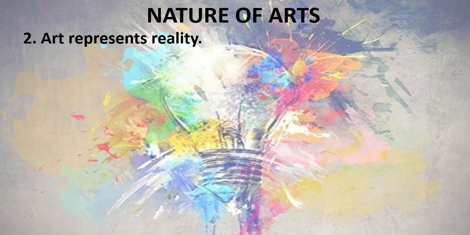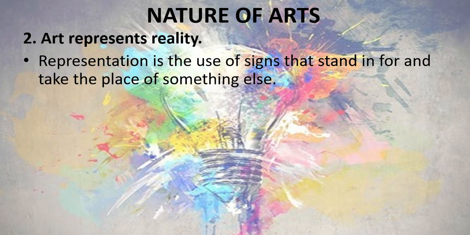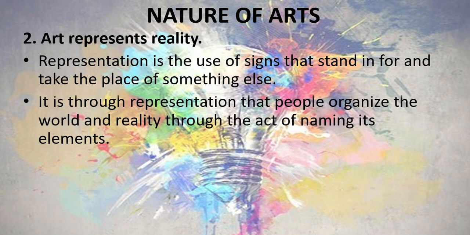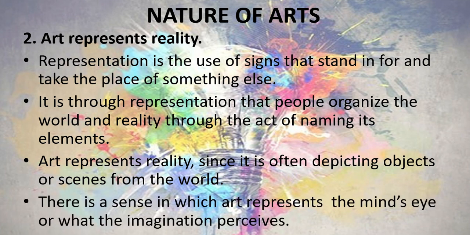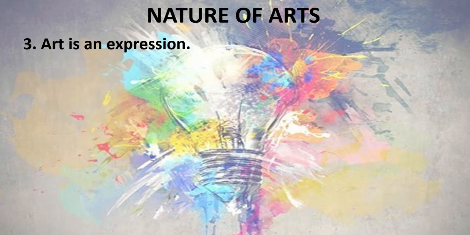Second, art represents reality. Representation is the use of signs that stand in for and take the place of something else. It is through representation that people organize the world and reality through the act of naming its elements. Art represents reality. Since it is often depicting objects or scenes from the world, there is a sense in which art represents the mind's eye or what the imagination perceives.